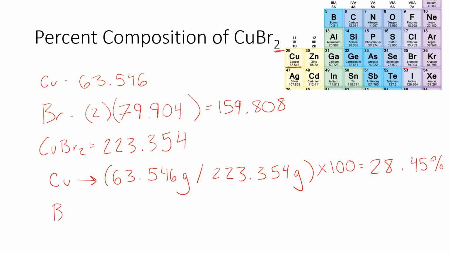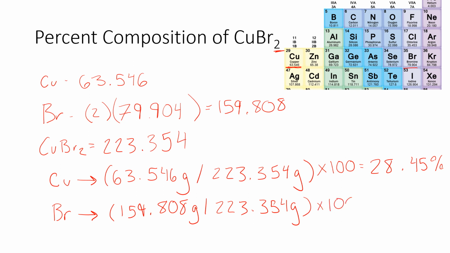Now for the bromine, remember there's 2 bromines here, and so we want the percent composition of the bromine in the copper bromide. So our bromine that we're going to use is this 159.808. The reason for this is because there's 2 bromines. So we want the whole of the bromine, and then we put it over the whole copper bromide mass, which is 223.354 grams. And again, we're using these parentheses just to make sure that we're multiplying this 100 by the correct thing.